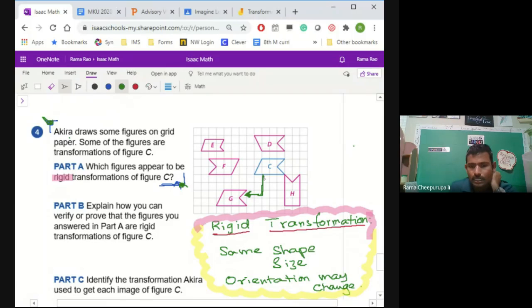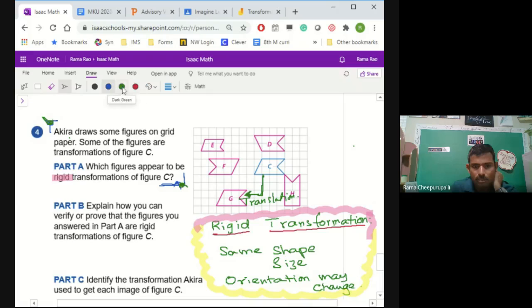Okay, pretty quickly, yes, it is a translation. How can I say? I can see the orientation is the same. It just looks like the same picture. It just moved from this place to this place. It went down a couple of units and then slid to the left a couple of units. So yes, it is a translation. I'm going to write it down. Translation. Good job, guys.